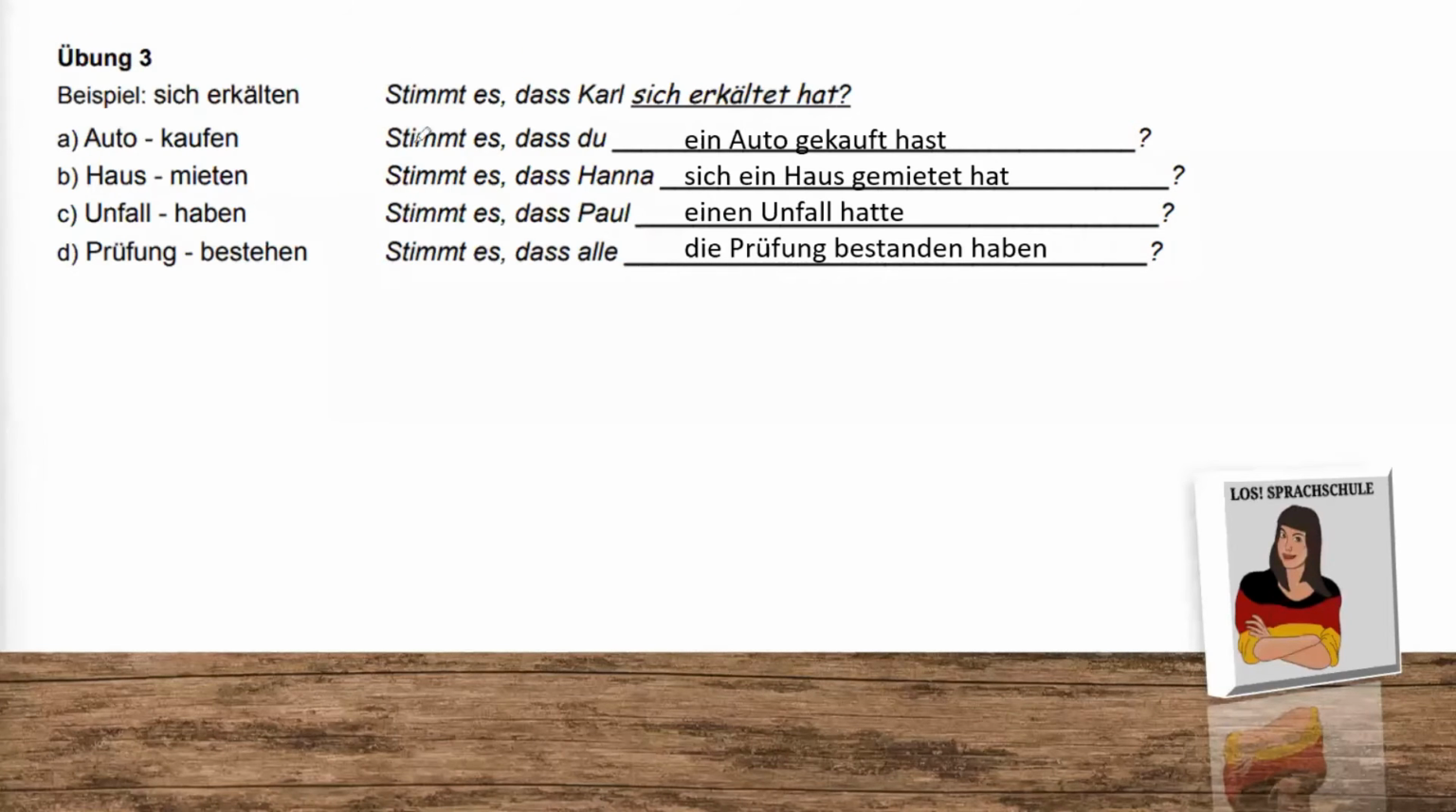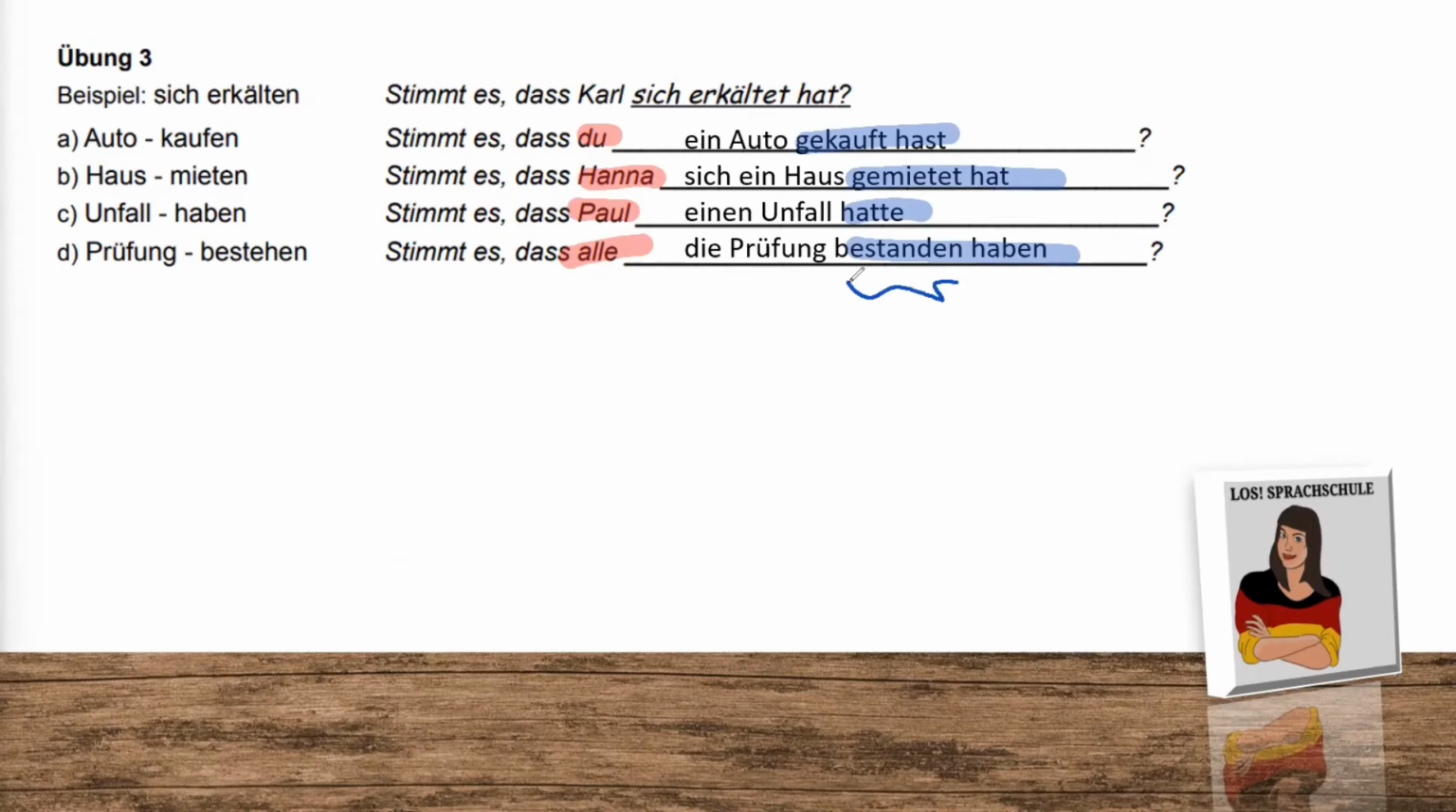Let's see. Stimmt es, dass du ein Auto gekauft hast? Is it correct that you bought a car? Stimmt es, dass Hannah sich ein Auto gemietet hat? Is it true or is it correct that Hannah rented a car? Stimmt es, dass Paul einen Unfall hatte? Is it correct that Paul had an accident? Stimmt es, dass alle die Prüfung bestanden haben? Is it correct that all passed the exam?